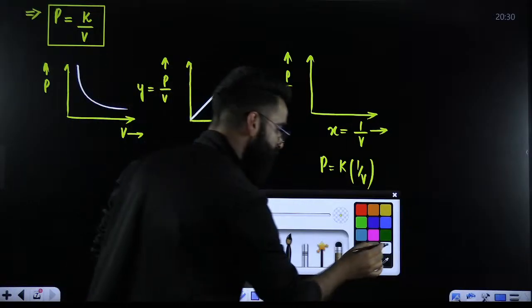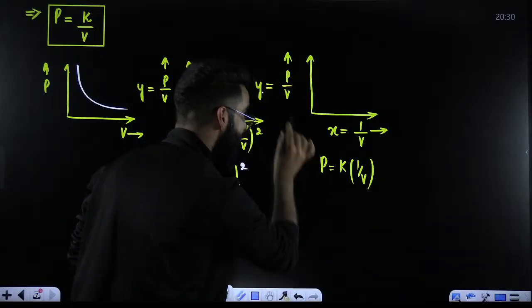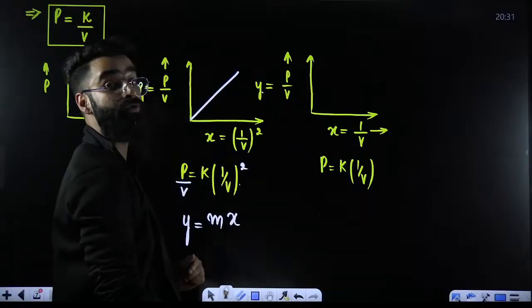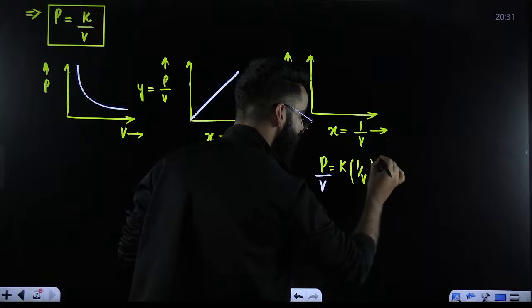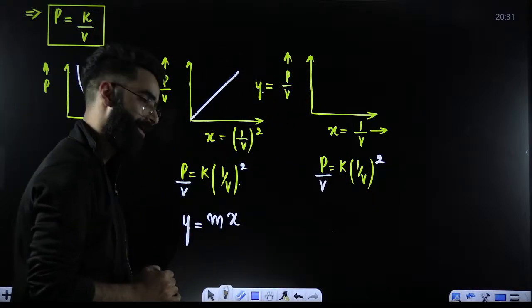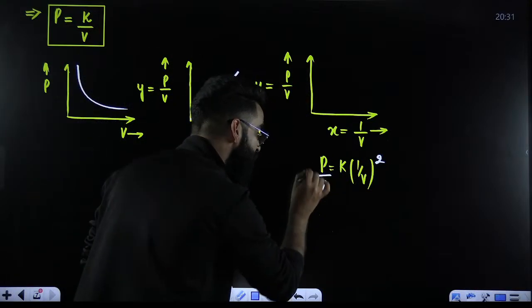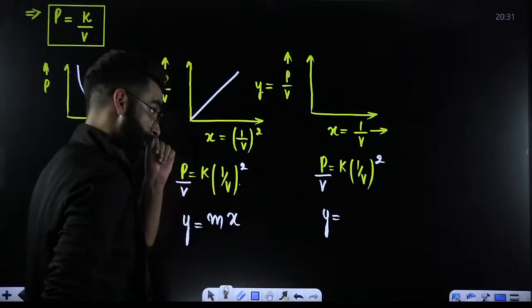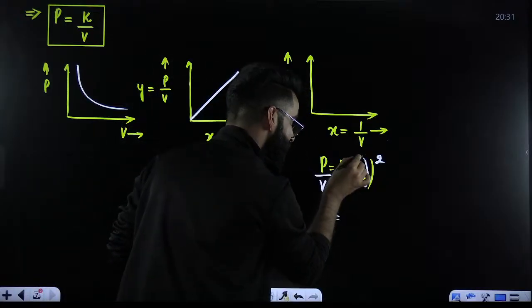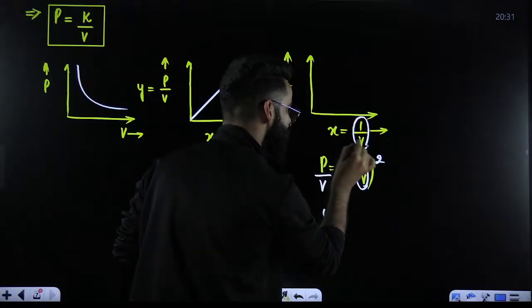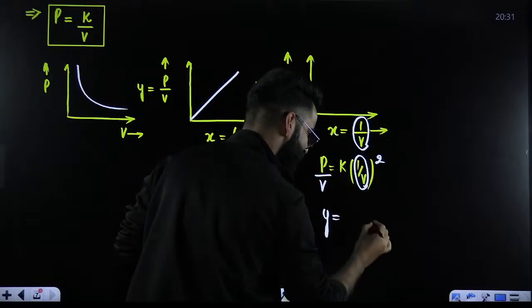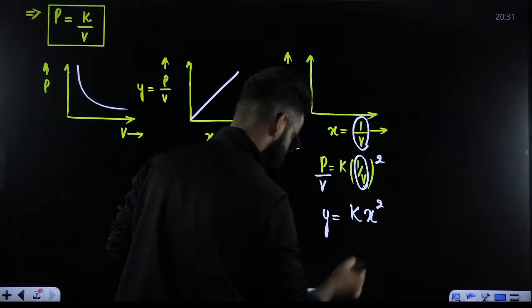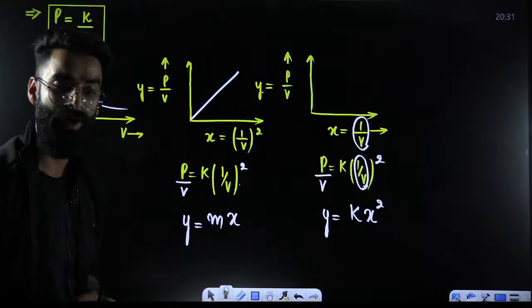So my dear students, what do I need to do? Here I've got P. I need P by V. So how do I get P by V? I'll be dividing this equation throughout by volume, so that this becomes P by V and this becomes 1 by V square. Now people tell me, this P by V you are plotting along y-axis. So instead of P by V, I'm writing y. This 1 by V you are plotting along x-axis. So instead of this 1 by V, I'll write x. But this is 1 by V square, so this is x square. K I'm writing as such. Y is equal to kx square.